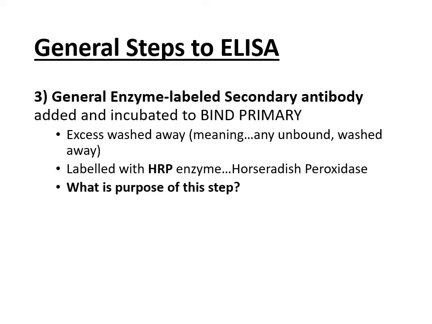You then add the third step. The third step now is what we call the secondary antibody. Always keep in mind, primary antibodies are specific. Primary antibodies will only bind to their specific matching antigen. Secondary antibodies, you have to remember, are general antibodies. Secondary antibodies will bind to any primary antibodies. They don't have specificity to one particular protein. Instead, they're built to bind to any other antibodies.